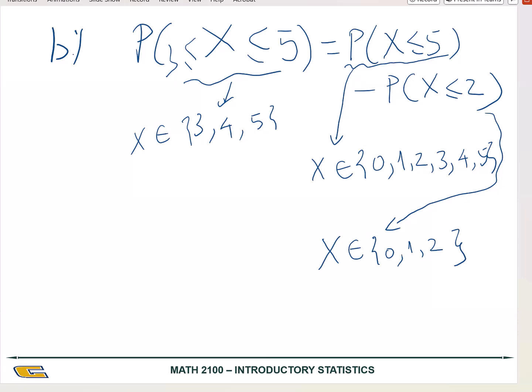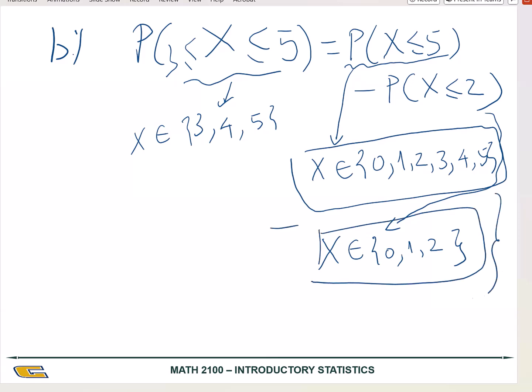So see, if you subtract this event from this event, the remaining you get will be this, because they had 0, 1, 2 in common. What remains is 3, 4, 5, okay? So which means it is exactly the same. It's the same here, right?